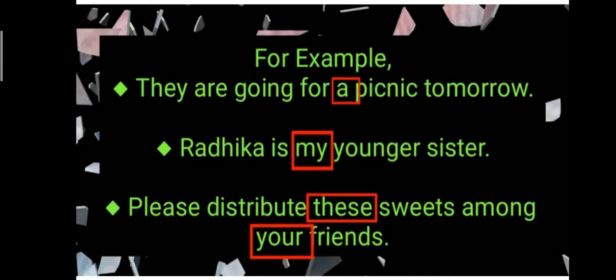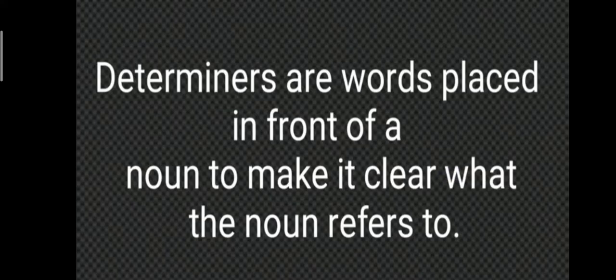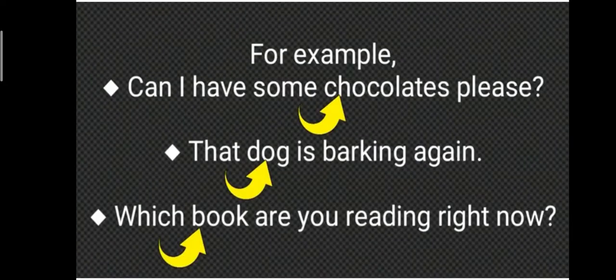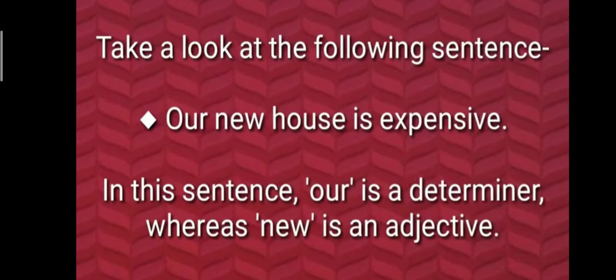So all these words which are limiting or telling us specifically about the nouns are called determiners, right? Determiners are words placed in front of a noun to make it clear what the noun refers to. A few more examples: Can I have some chocolates, please? That dog is barking again. Which book are you reading right now? Here, some, that, and which are words referring to different nouns, so they all are determiners.